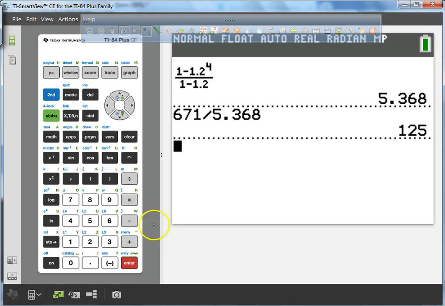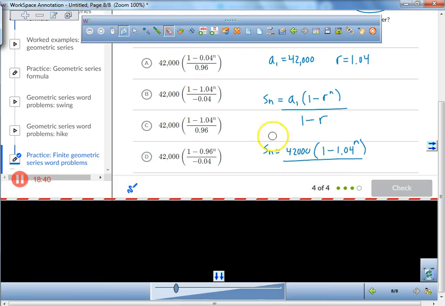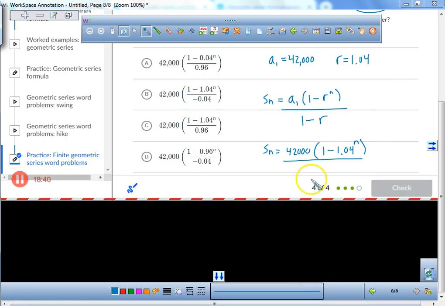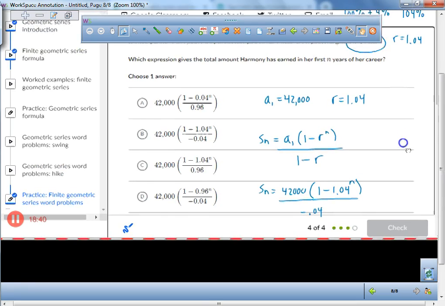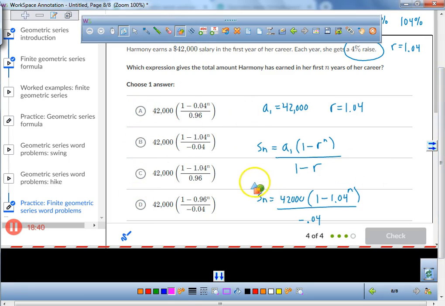Well, what is 1 minus 1.04? That's equal to negative 0.04. So what does this bottom part have to be? Instead of that, it's going to be negative 0.04. So if we take a look at this, which one of these answers works out to be what we're looking for? A, B, C, or D? We're trying to match that. I'm going to say B.